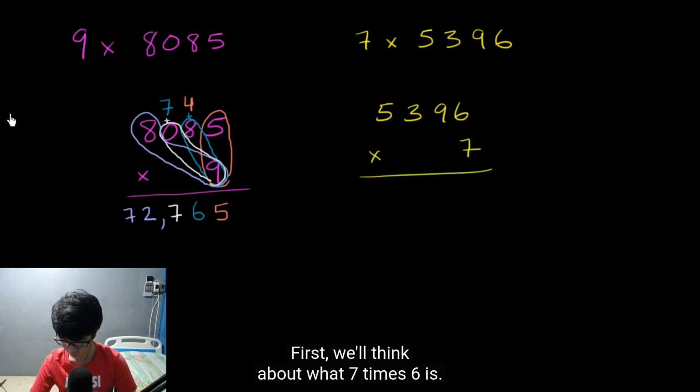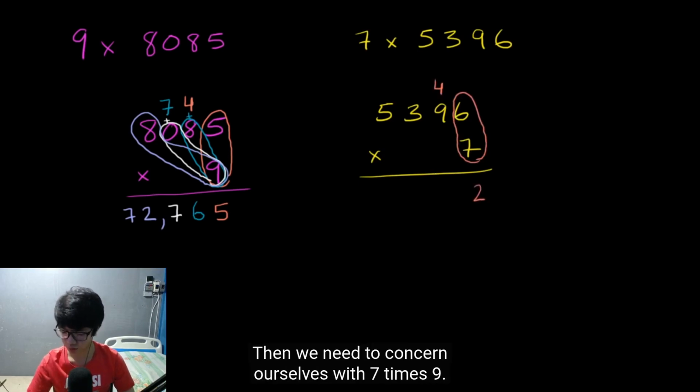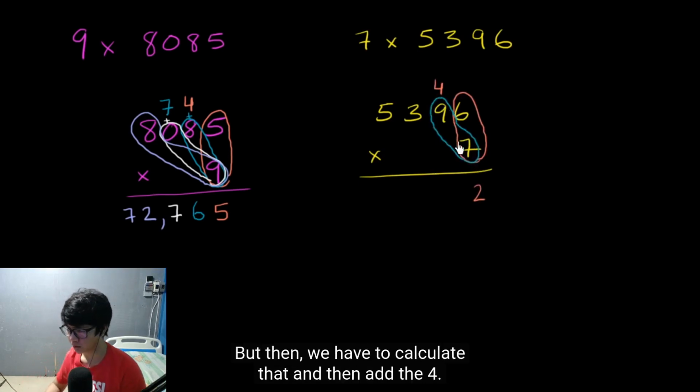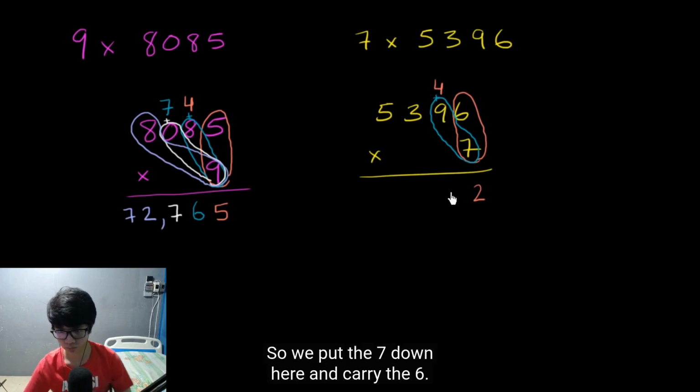First we'll think about what 7 times 6 is. We know that's 42. Put the 2 in the ones place. 4 we will carry. Then we need to concern ourselves with 7 times 9. But then we have to calculate that and then add the 4. 7 times 9 is 63. Plus 4 is 67. So we put the 7 down here and carry the 6.